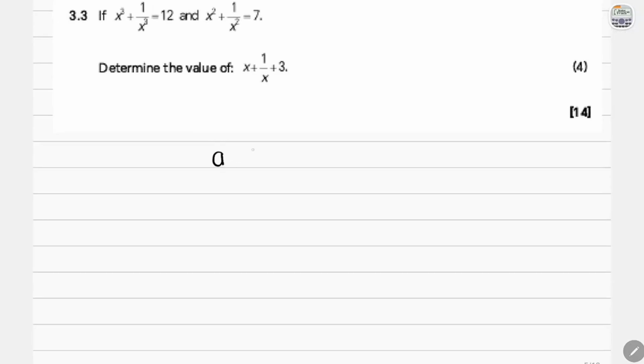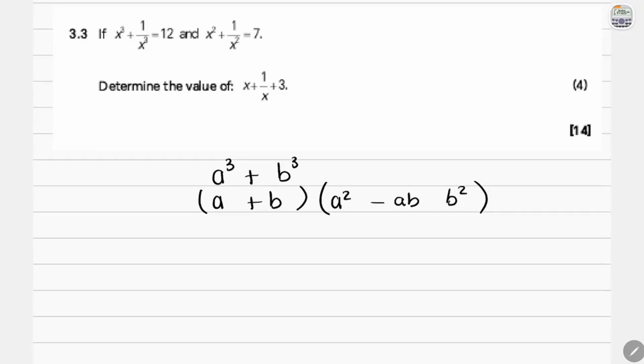So if you have, let's say, a to the power of 3 plus b to the power of 3, this can be factorized like this. You would cube root both of these values. Cube root a gives you a. Cube root positive b gives you positive b. Then to get the other factor, we square the first term, square the last term, and then take first term times second term and change the sign. So a times b is ab, and that becomes negative ab.